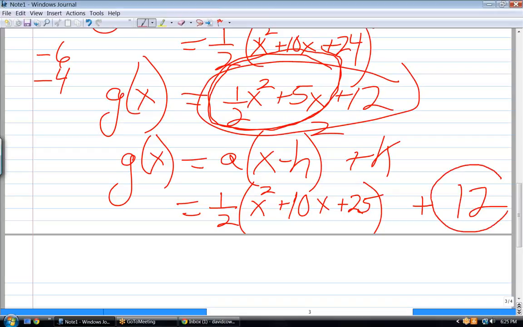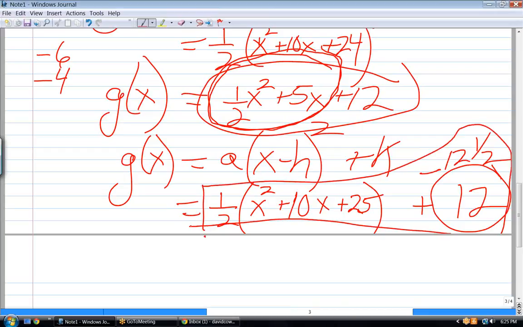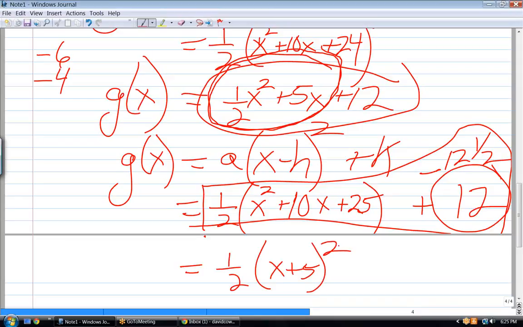I left this 12 over there because the standard format has that plus k. So I don't want to move that 12 anywhere. Because all I want to do is the opposite thing to the same side of the equation. I just added 12.5, so I have to subtract 12.5. Now, this is identical with what we started with. And now I can write it in vertex format. 1/2 times x plus 5 quantity squared, and add these two together, I get minus 1/2.